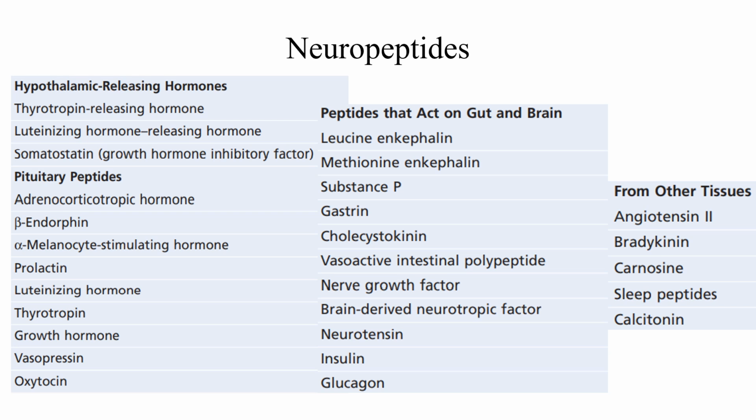This is a table showing different types of neuropeptides, and the list is long, but in general, to know the categories: the hypothalamic hormones and the pituitary hormones, insulin, glucagon, also these are hormones released, enkephalins, which are related to pain pathways. These all are types of neuropeptides. Angiotensin 2 and bradykinin are also considered neuropeptides.